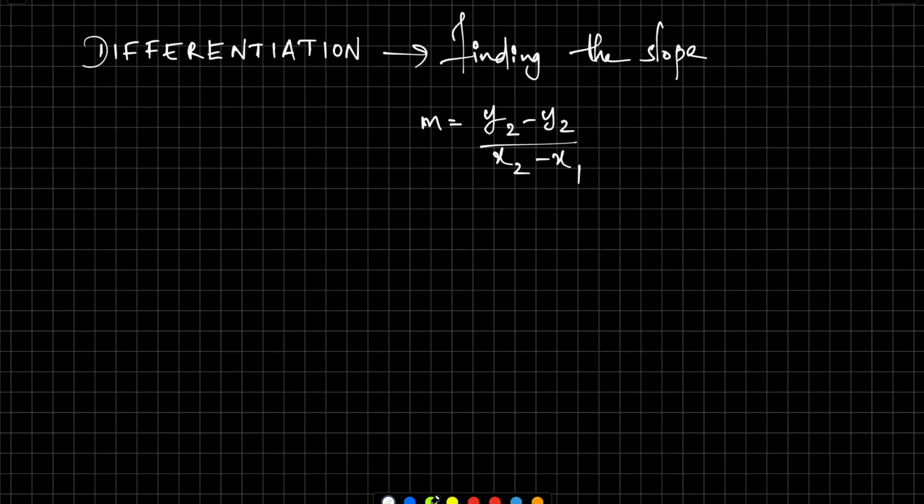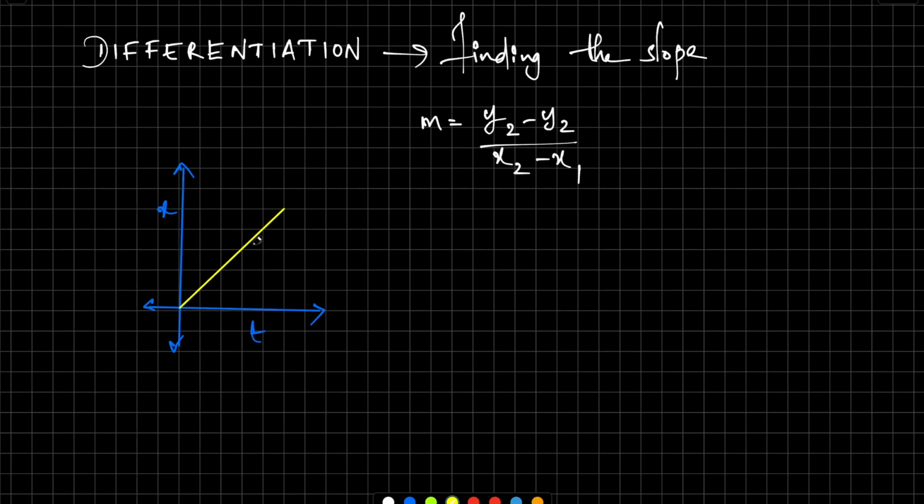Okay, let's analyze two different graphs. The first one, I have a graph here. Position time graph, xt graph. In the first graph, we have a straight line. That means the object is covering equal distance in equal time interval. It's a straight line with a positive slope.